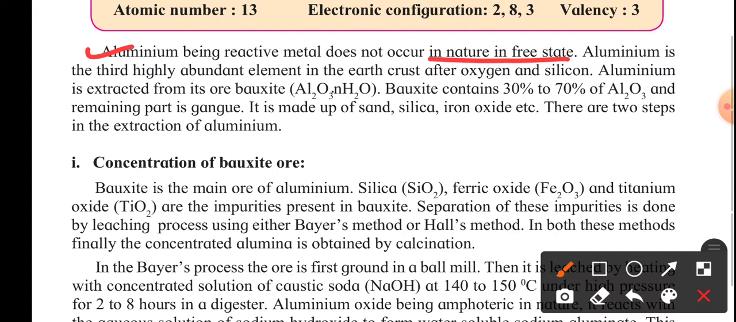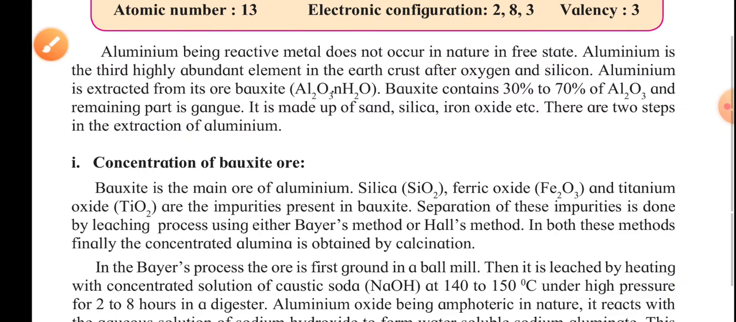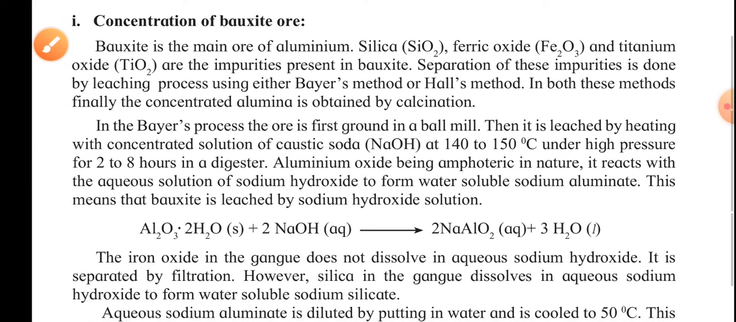One of the most important ores is bauxite. The formula for that is Al2O3·nH2O, the number of water molecules attached with the aluminium oxide. Bauxite contains 30 to 70% of aluminium oxide, that is Al2O3, and the remaining part is gangue. It is made up of sand, silica, iron oxide, etc. There are two steps in the extraction of aluminium. The first one is the concentration of the bauxite ore, which we have already studied.